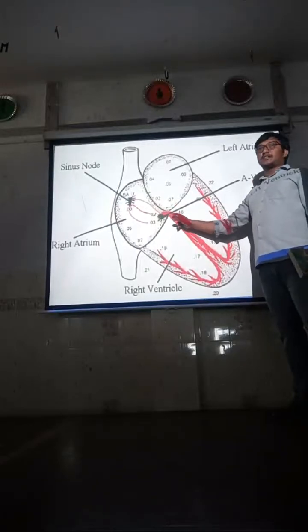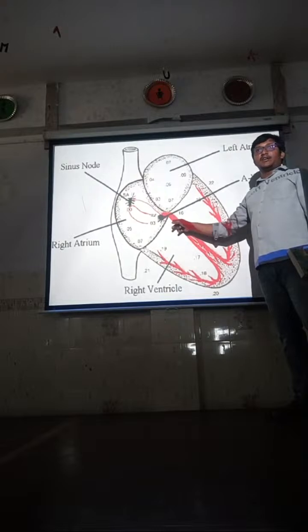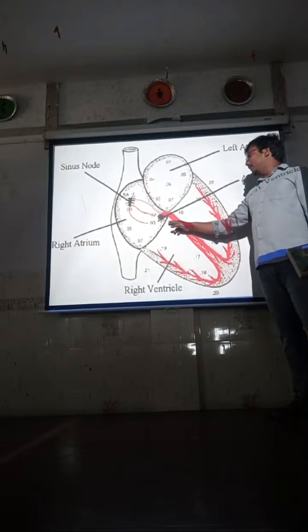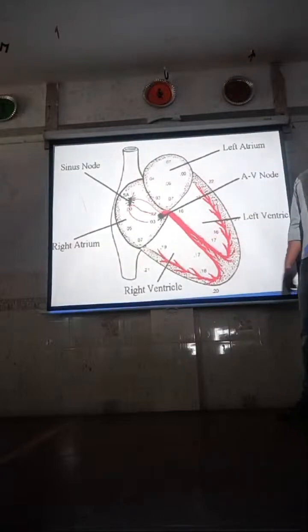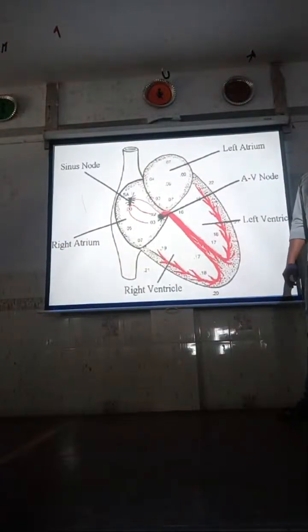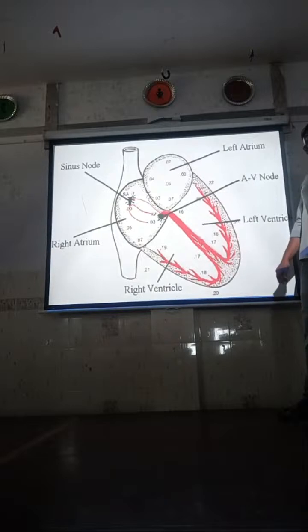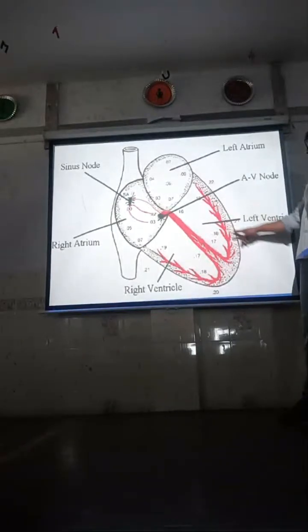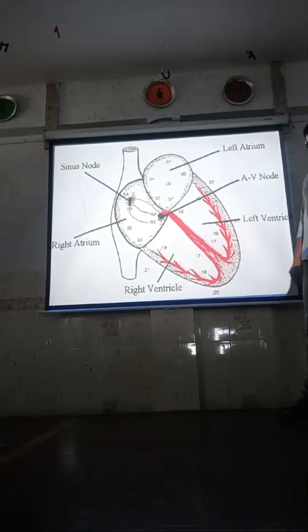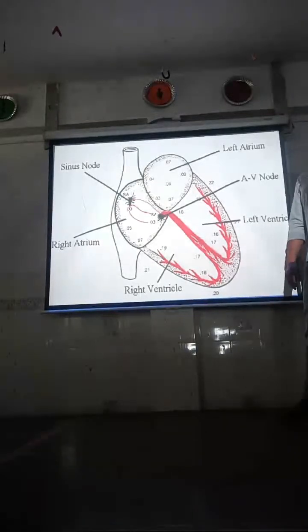Now, this is the muscular ring, the atrioventricular ring. From there, it is divided into two: the right bundle branch and the left bundle branch. From the right and left bundle branches, it is divided further into extensions which are called Purkinje fibers.